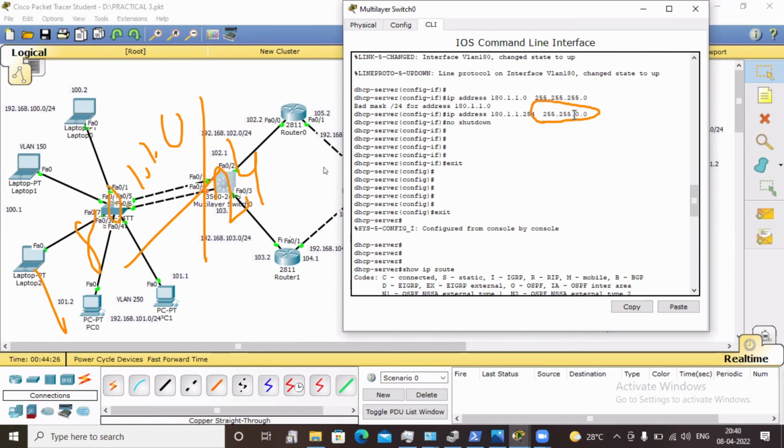It's a bad mask, sir. That's why we put... No, it is a bad mask. Why should it not give you this error? Tell me one reason why this error should not be coming. You have made mistakes.